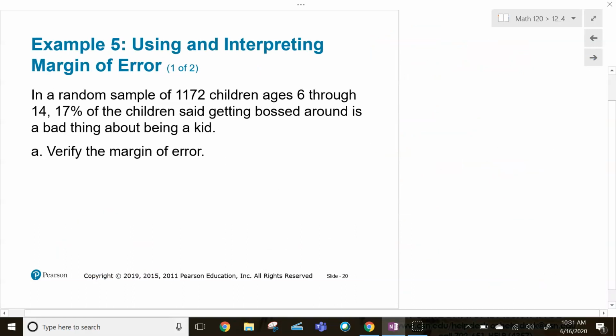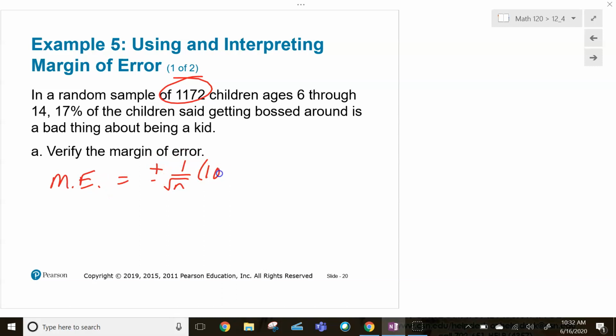All right, let's do an example here. This time we got a random sample of 1172 children ages 6 through 14. Here's our sample size, 1172. And they say 17% of children reported that getting bossed around is a bad thing about being a kid. So what's the margin of error? The margin of error, let's do that. Plus or minus 1 over root n times 100%. So we got plus or minus 1 over the square root of 1172. We're going to times it by 100.